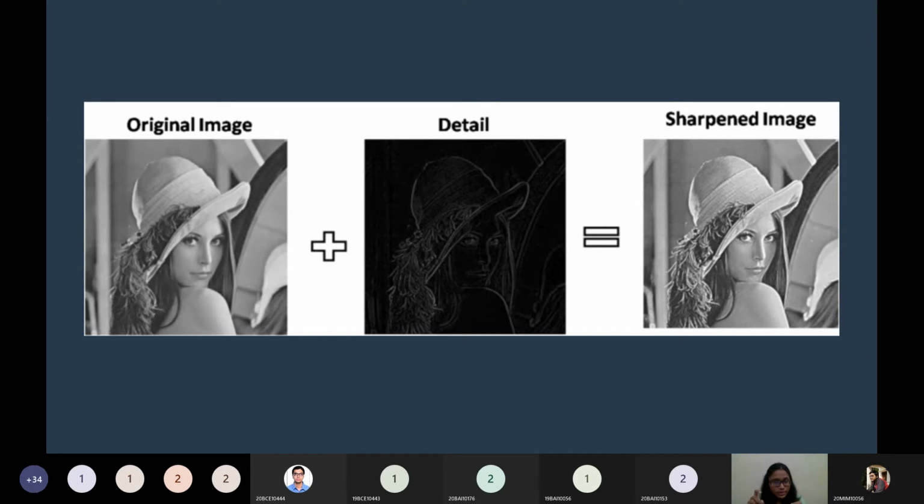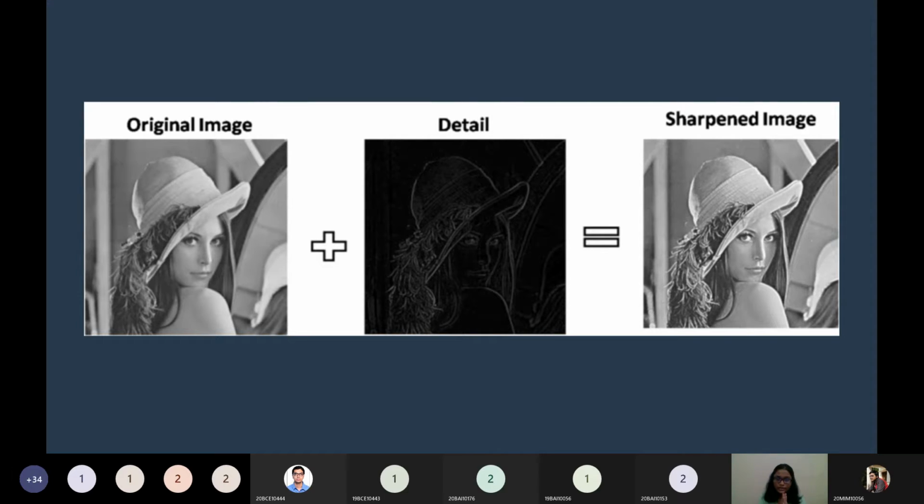Then we obtain the sharpened image by combining the original image with the detailed image. Thus, edge detection plays a very important role here, because once the edges are detected, if you place this image above your original image, you are going to get a more enhanced image where all the features of Lena are much clearer, and thus you obtain a sharpened image. So for a sharpened image, the highlighting of the edges is very important.